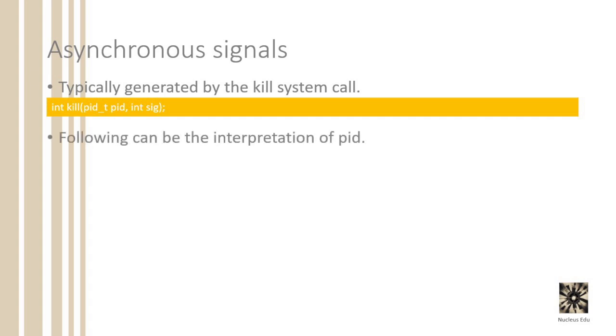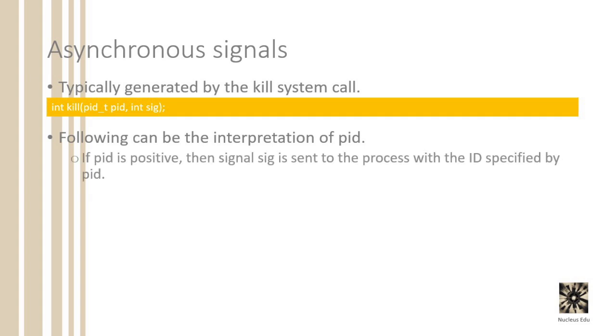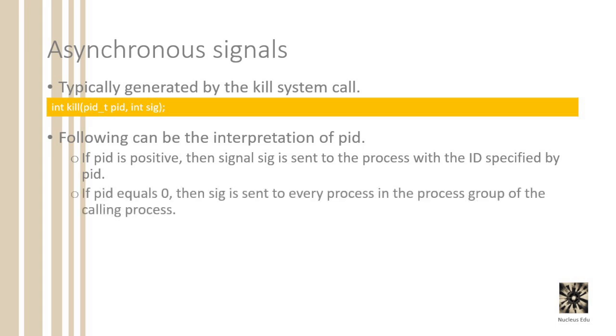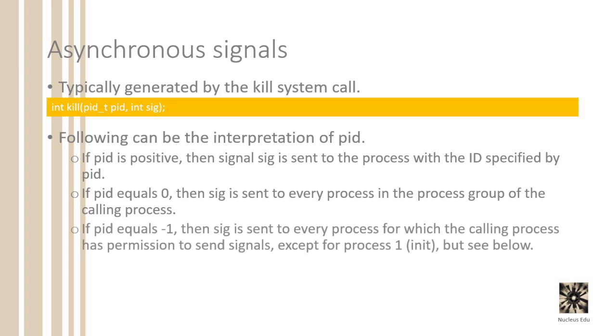Now, the PID that you send to it can be interpreted in a number of different ways. If it's a positive number, then the signal is sent to the process with the ID specified by the number. If it is equal to 0, then it is sent to every process in the process group of the calling process. So you're basically sending to all the processes of your own group, whoever's calling the kill system call.